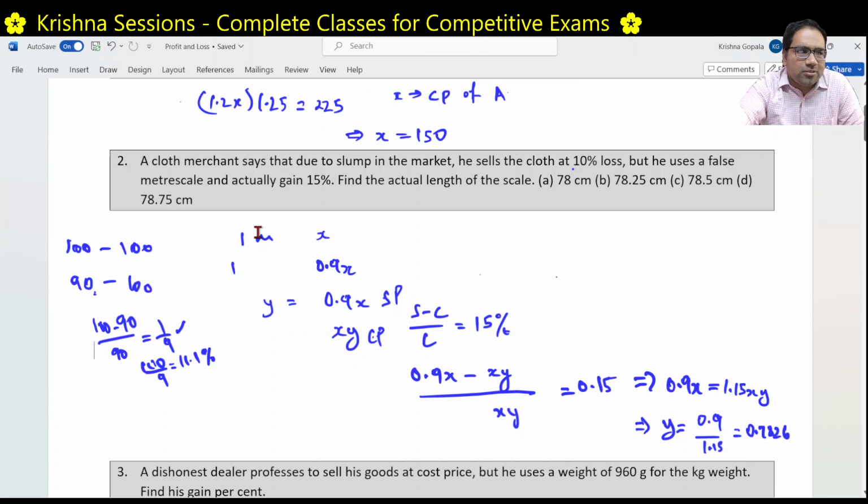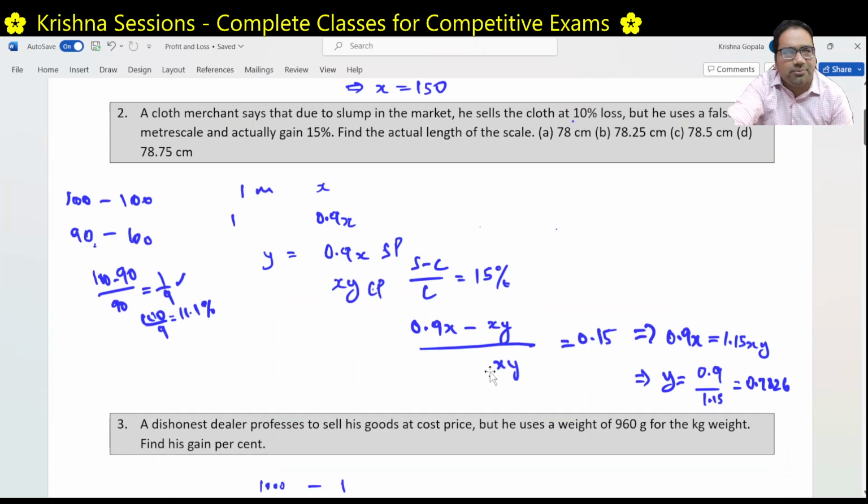Right? Because originally the cost price is supposed to be 1 meter X rupees. Then Y meters it will be Yx. If Y is 0.5, it is 0.5x. Y is 0.7, it is 0.7x. Right? Y into X, that is. So for Y meters, the cost price should have been xy and selling price will be 0.9x. So 0.9x minus xy by xy is actually 15%. 15% means 0.15. If you simplify this, y becomes 0.7826. 0.7826 meters is equal to 78.26 centimeters.